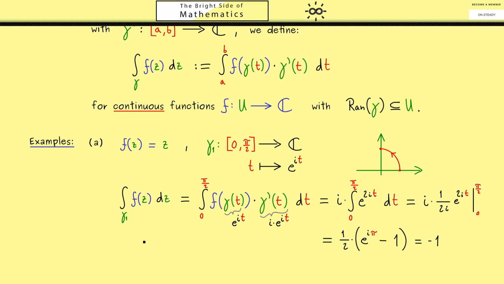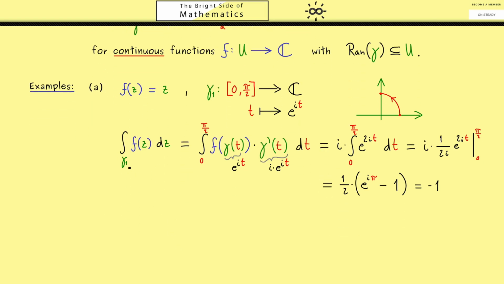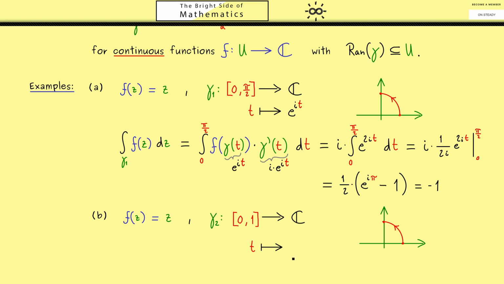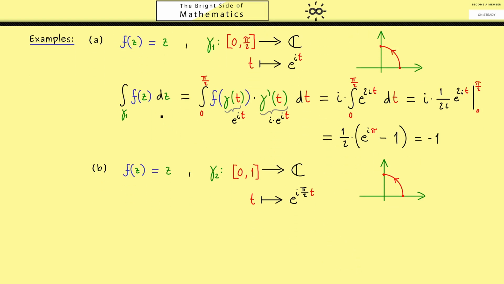Then, in the next step, I want to calculate the same integral, but now with another curve gamma 2. However, gamma 2 should still describe this quarter circle. So now maybe we choose the interval 0 to 1 and then we send t to e to the power I pi half t. Then you see immediately the start and the end point are still the same and we still run on the circle. However, in contrast to before, we are a little bit faster. But as you already know, this should not change the value of the integral. This was the reason for introducing the derivative inside the integral.